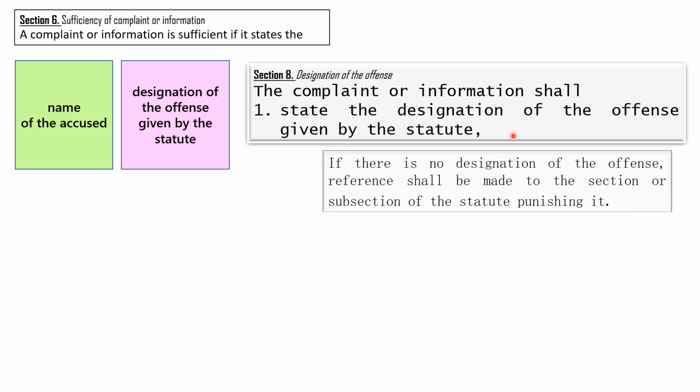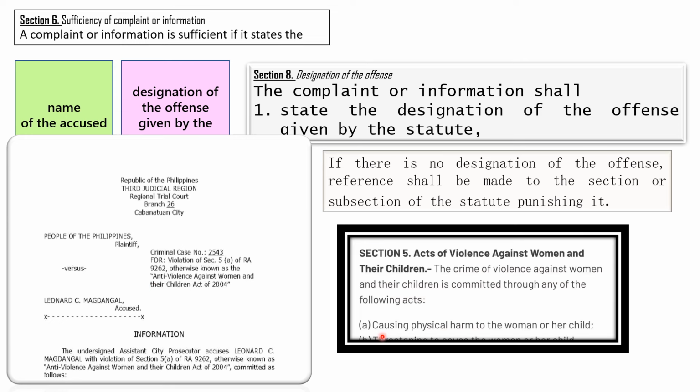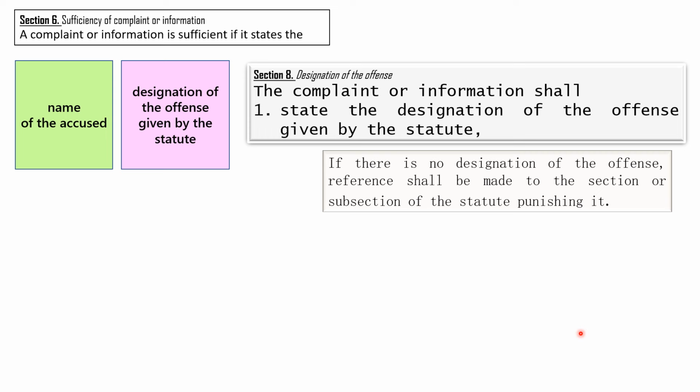Kaya ang sinasabi ng rules, if there is no designation of the offense, then you can make a reference. Reference shall be made to the section or subsection of the statute punishing it. Just like for example, in this information, ang ginawa ng akusado is violation against women and children. Since there is no designation, then reference was made to Section 5, letter A of RA 9262. Ano ba itong Section 5, letter A? That is causing physical harm to the woman or her child. So this is an example of reference to the section or subsection of the statute.